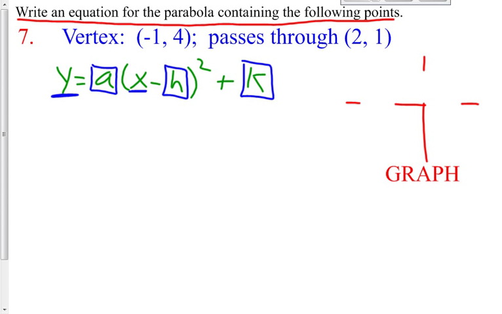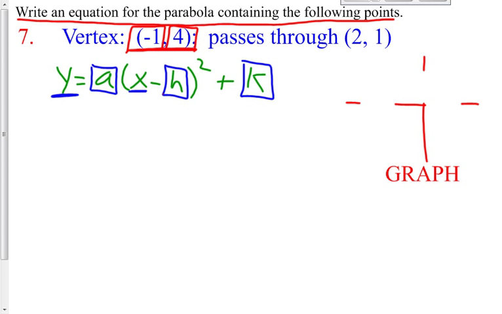So here's the question. Do we know what h and k are? Hopefully you say yes. H and k are always the vertex. So guess what, class? 2/3 of our work is already done. We already know what h and k are. The x coordinate, h, is -1. The y coordinate, which is k, is 4. So all we need to find now is a.